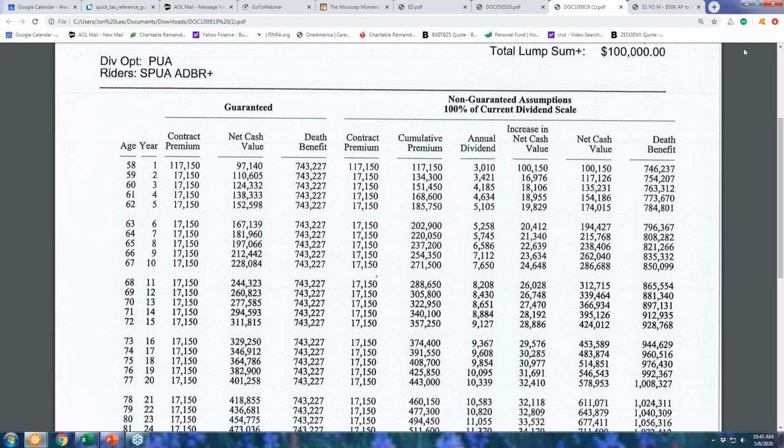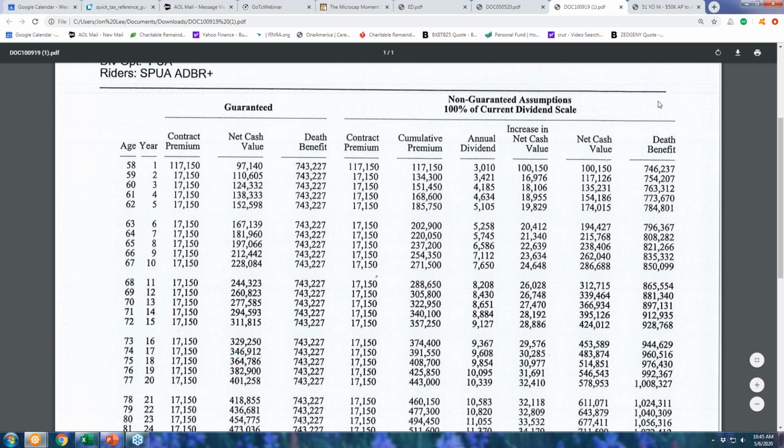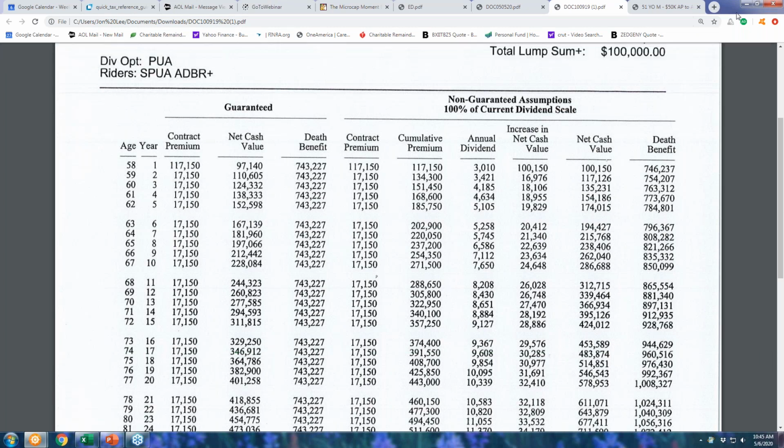And I'm going to show you 4 completely different scenarios that I think will help you understand the differences of how these different types of insurance policies work. This scenario right here is just standard whole life insurance.